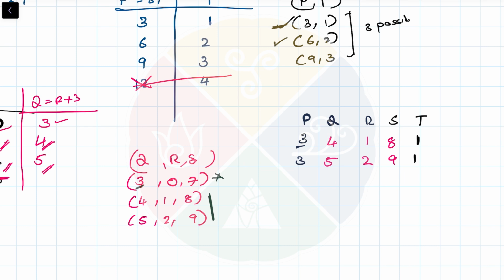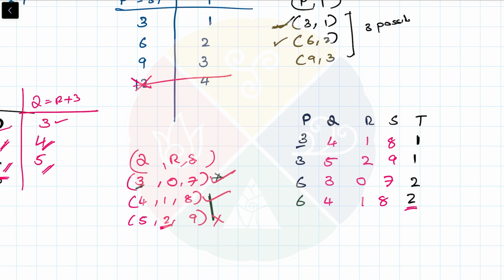Now the next case, when P is 6 and T is 2. Which values can I take? This value, no overlapping is happening. So I can take 3, 0, 7 for QRS. And also I can take this value 4, 1, 8. See, this is 6 and 2. But I cannot take this value. Why? Because the value of T is 2. It cannot repeat. They should be distinct.